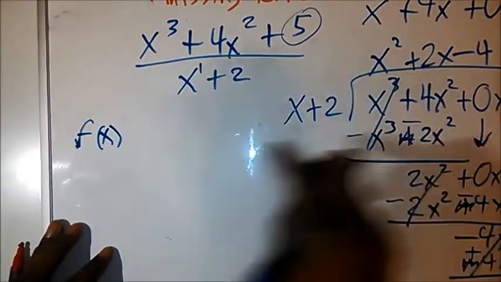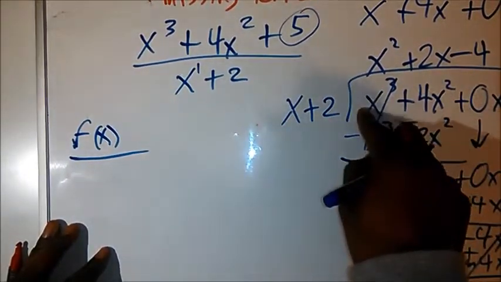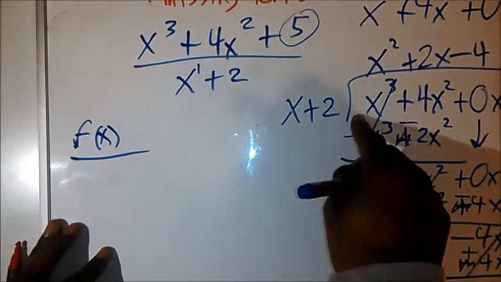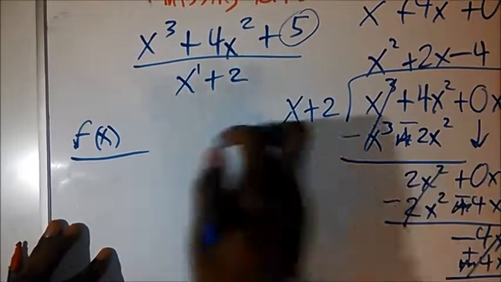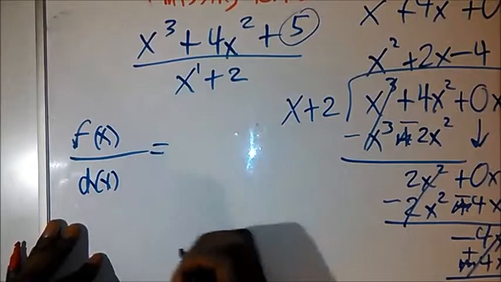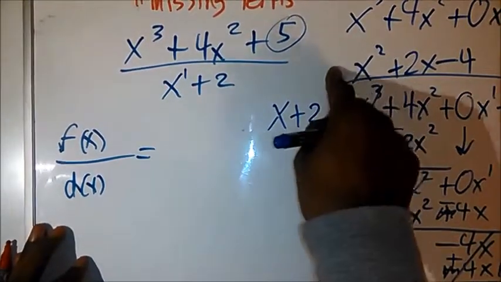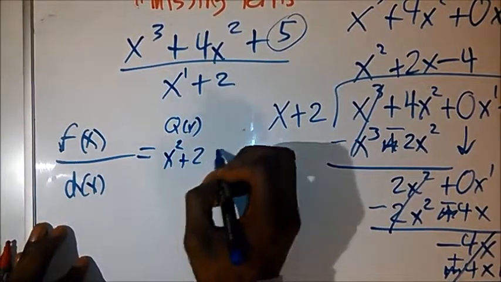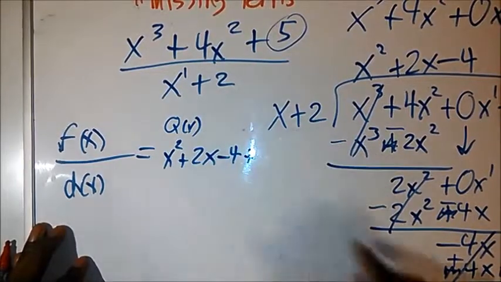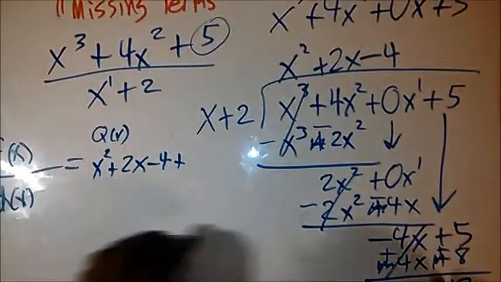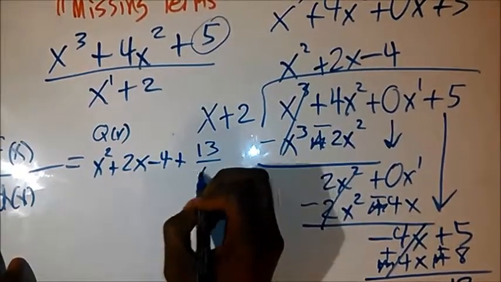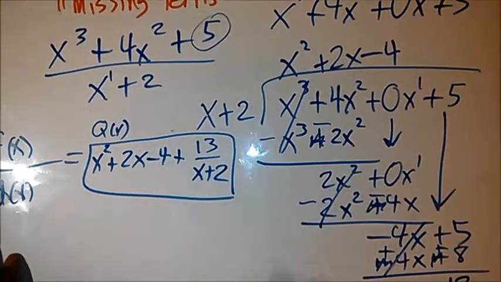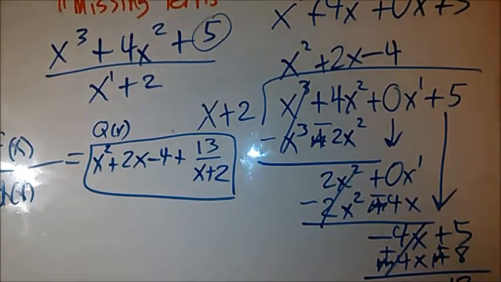f of x, which is our dividend, is here. Our divisor is right here. Our dividend f of x, divided by our divisor d of x, is equal to our quotient q of x, which is equal to x squared plus 2x minus 4 plus the remainder, which is 13, over d of x. 13 over x plus 2. Okay? And there you go. That's how you do it.